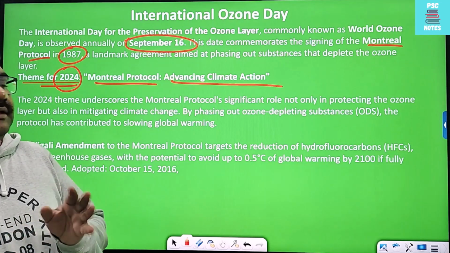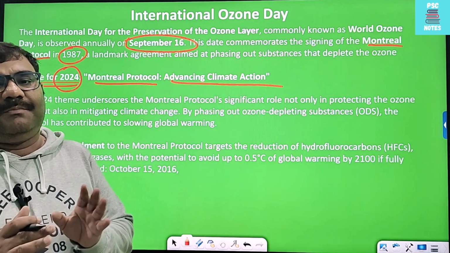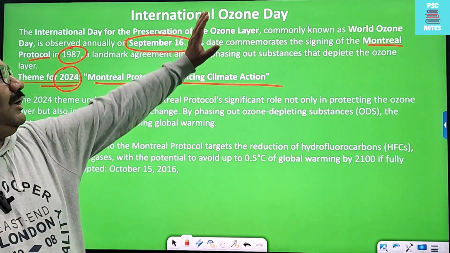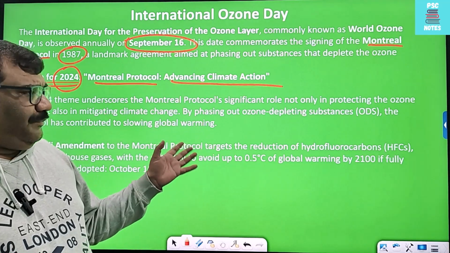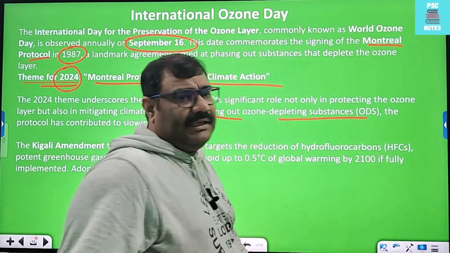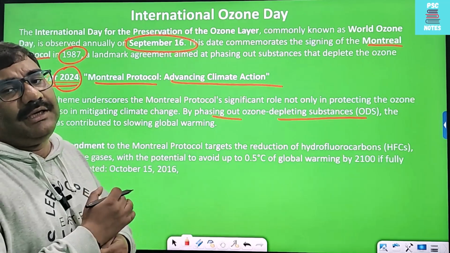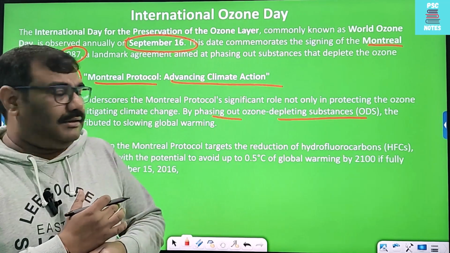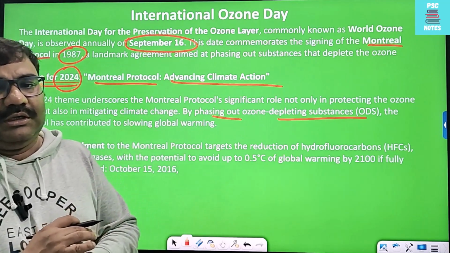The 2024 theme underscores that the Montreal Protocol has played a significant role in the conservation of the ozone layer, and if we phase out the ozone depleting substances, then there is a possibility to recover the ozone in the stratosphere, and we will be able to fill the ozone hole.